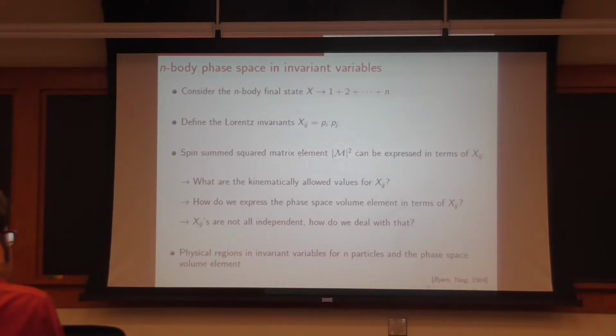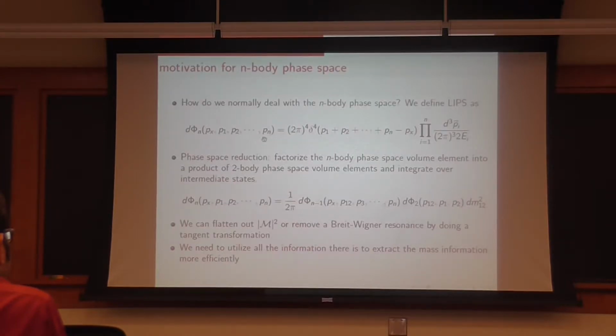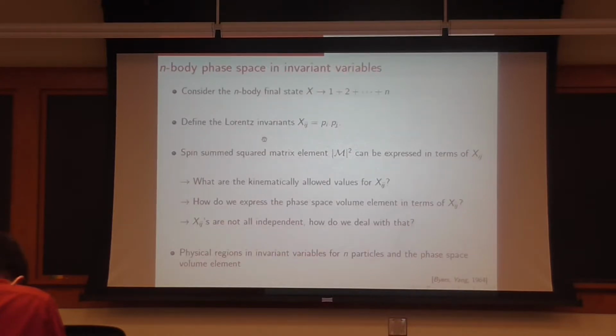Okay, so there is a way of describing the n-body phase space by using only Lorentz invariants, so p_i dot p_j's. Over here we were using these d^3p's, and then we got a product of two-body phase spaces and an integration over the masses. Over here we want to study the whole thing in terms of these x_ij's, which is p_i dot p_j.